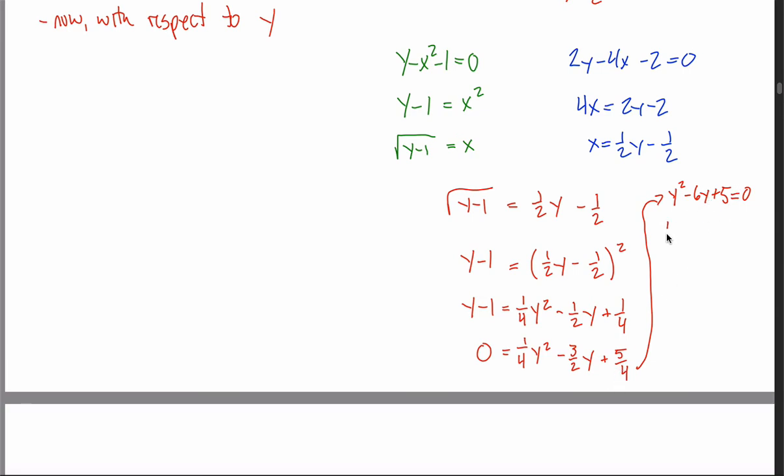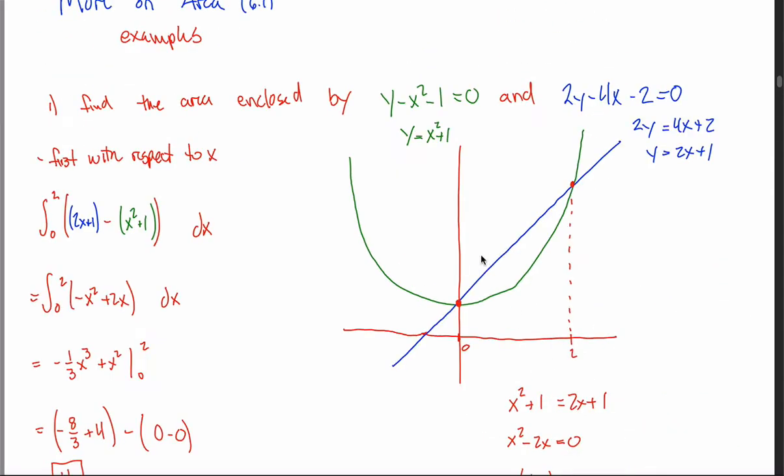And then I try to factor this by finding two numbers that when I multiply, I get +5. When I add, I get -6. I think y minus 5 and y minus 1 will do the trick in this case. So this tells me that either y minus 5 equals 0 or y minus 1 equals 0. What I'm saying is either y is 5 or y is 1. The y coordinates of these points of intersection are at 1 and at 5.